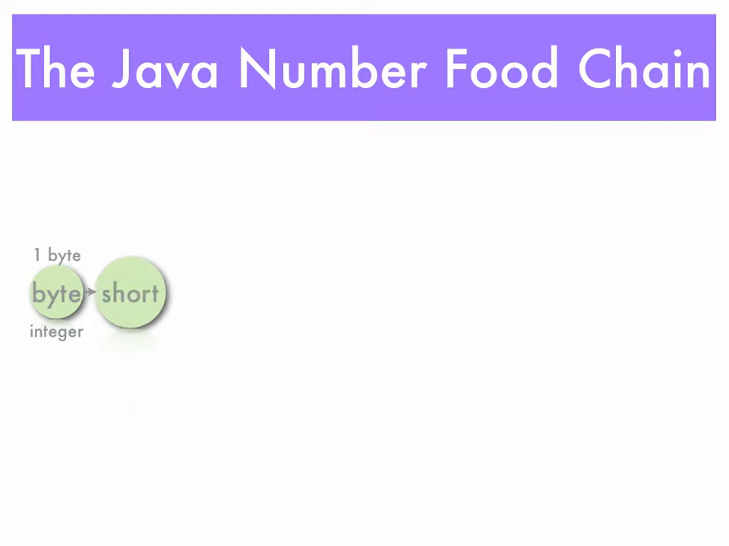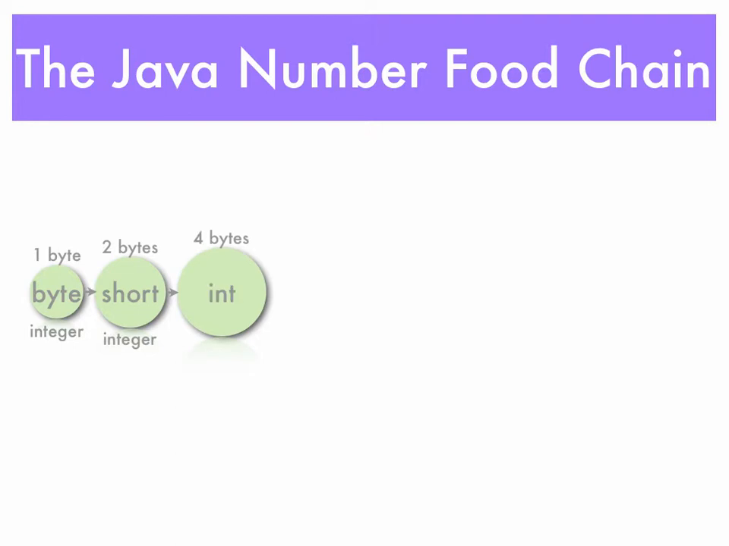Next in our food chain is the short. The short requires 2 bytes, also holds an integer, and will hold numbers in the range -32,768 to +32,767.